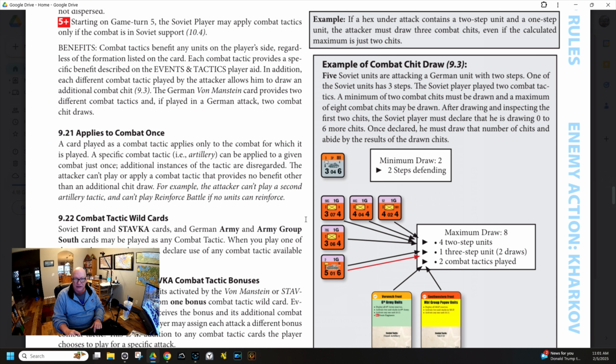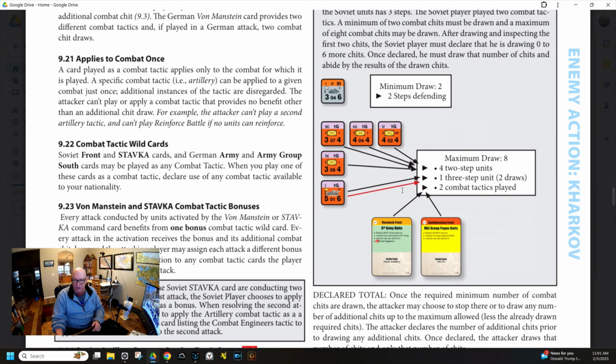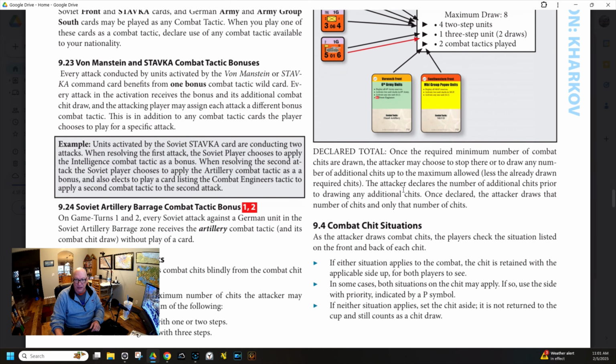After drawing and inspecting the first 2 chits, the Soviet player must declare that he is drawing from 0 to 6 more chits. Once declared, he must draw that number of chits and abide by the results of the draw. So they don't have to take every one of those. After the mandatory minimum, you can decide how many more you want to take. So in this example, the minimum draw is 2 steps defending. Maximum draw is 4 steps, 4 2-step units, 1 3-step unit, and 2 combat tactics played. So that's how you can add that up.